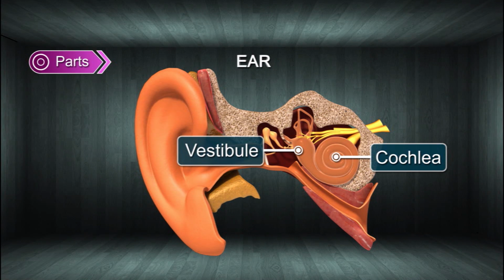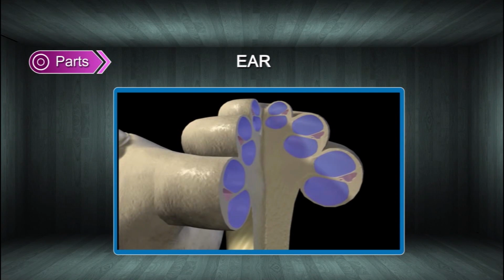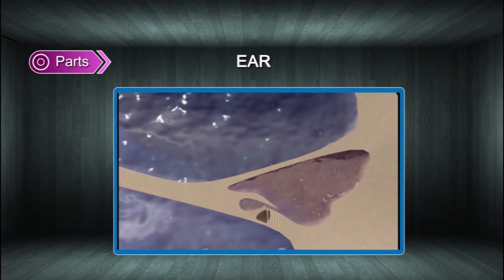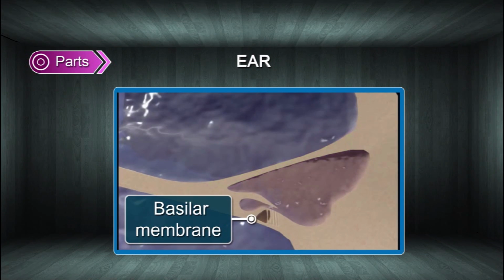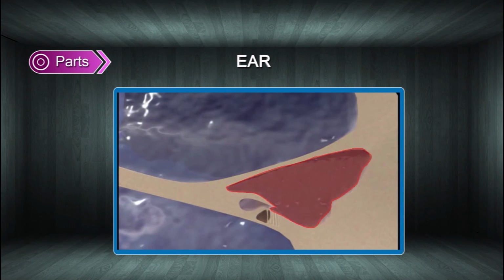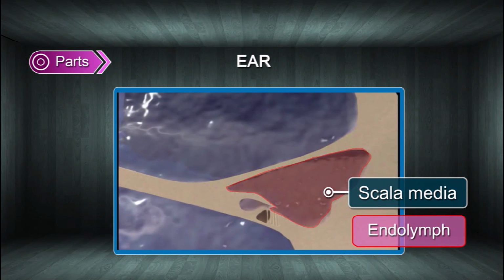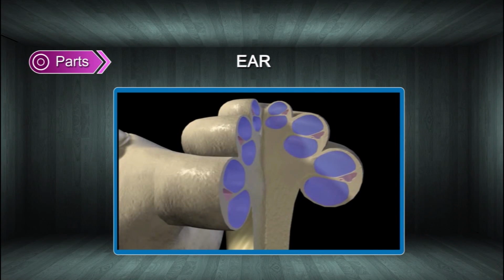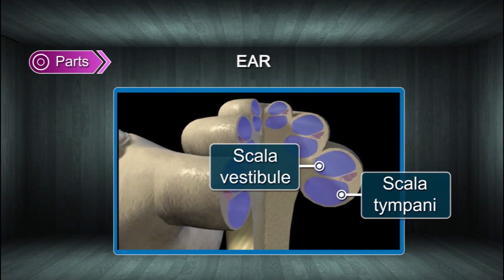The cochlear portion of the labyrinth is a tubule that is coiled 2.75 times. Throughout its length, the cochlea is divided into 3 compartments by 2 membranes. They are basilar membrane and Reissner's membrane. The middle compartment is called scala media. It contains endolymph.